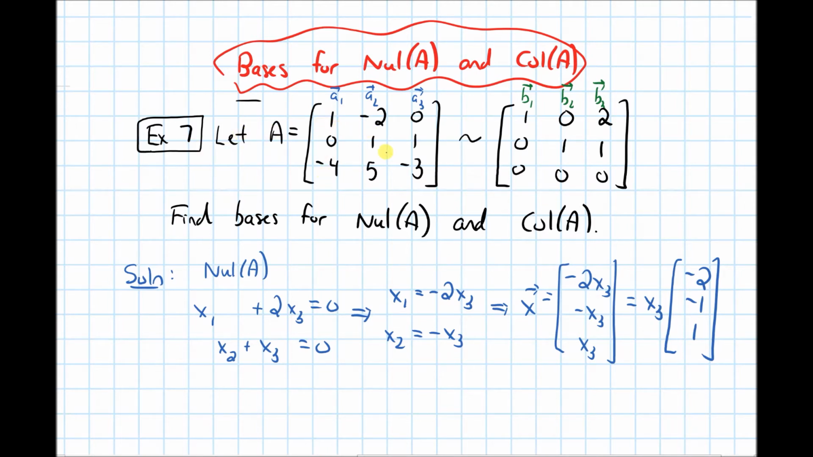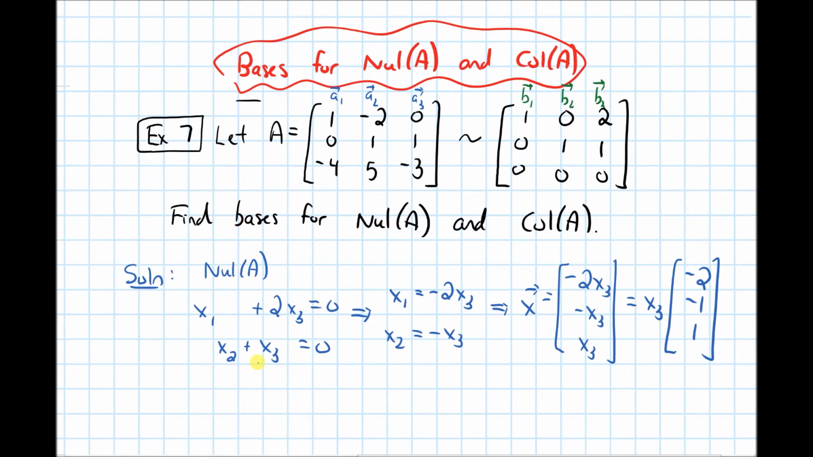It's got 3 columns. Just to refer to them a little bit more easily, I'll refer to the columns as A1, A2, and A3. And this is row equivalent to the following matrix. So in this row reduced form, I'm going to refer to the columns as B1, B2, and B3. Okay, so let's find a basis for the null space and a basis for the column space.